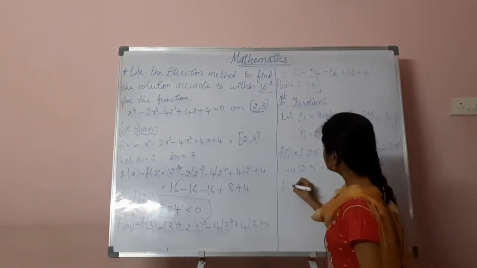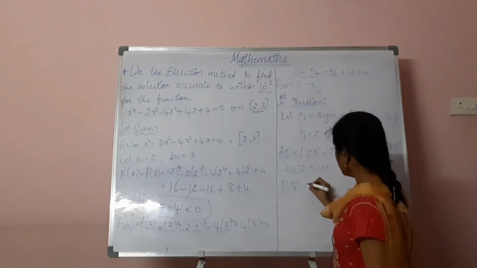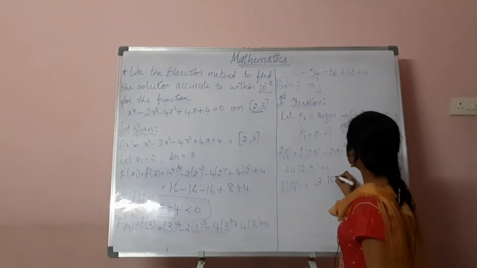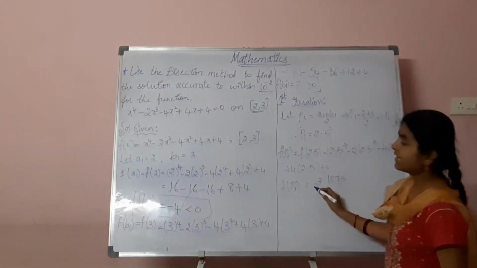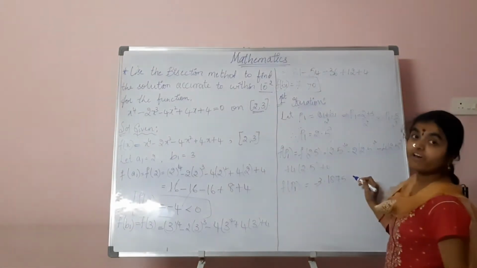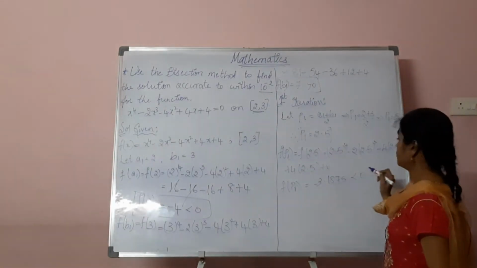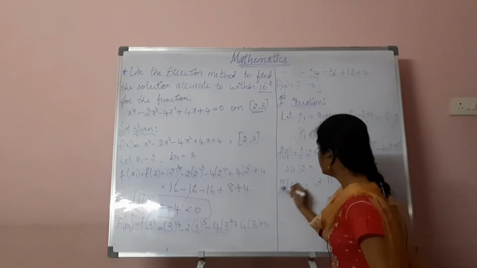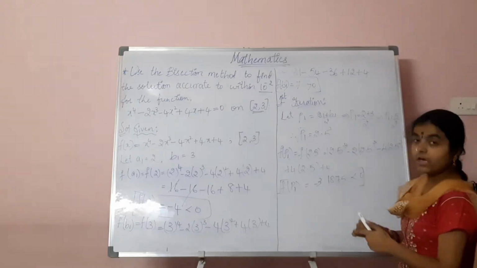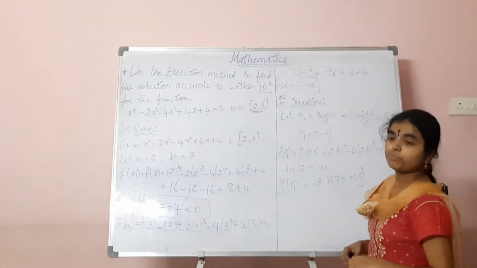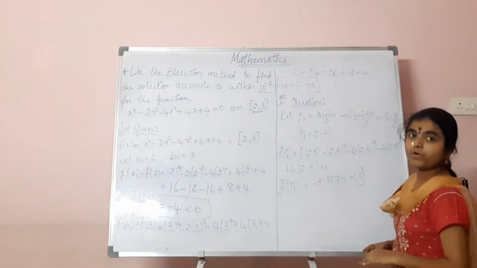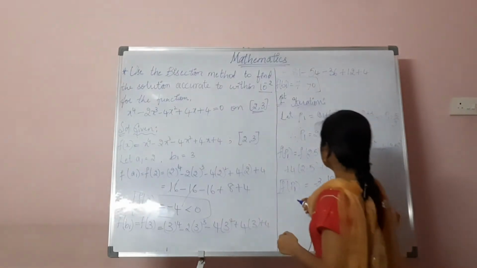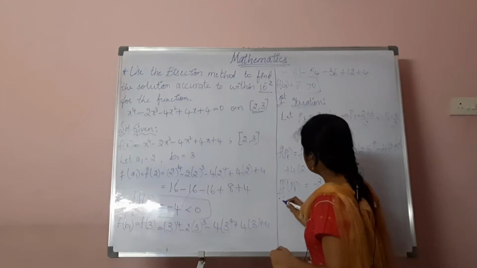F of P1 equals to minus 3.1875. So we are getting here a negative value. Negative value means less than 0. So this is the f of P1. Now in the bisection method, one should be less than 0 and one should be greater than 0. Both positive will not exist in this bisection method. Okay, is it clear?